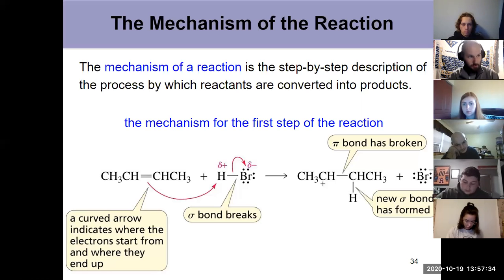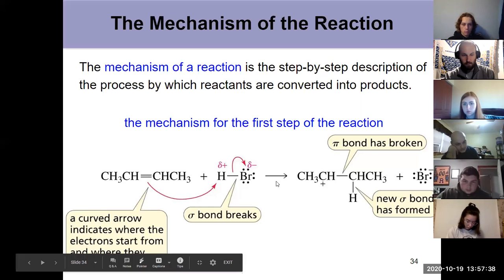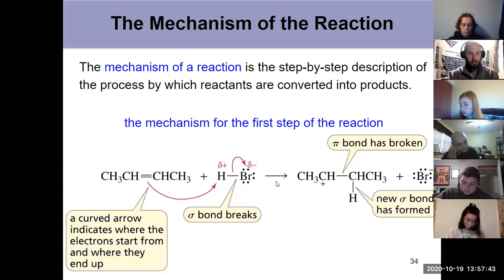Okay. And these curved arrows shown here in red, right, they're different from the reaction arrow that's there in the middle. The reaction arrow just separates out the reactants and the products. These curved arrows are all about tracking the electrons, showing where they start and where they go. And as those electrons are moving around, it also helps us track when bonds are formed and when bonds are broken.